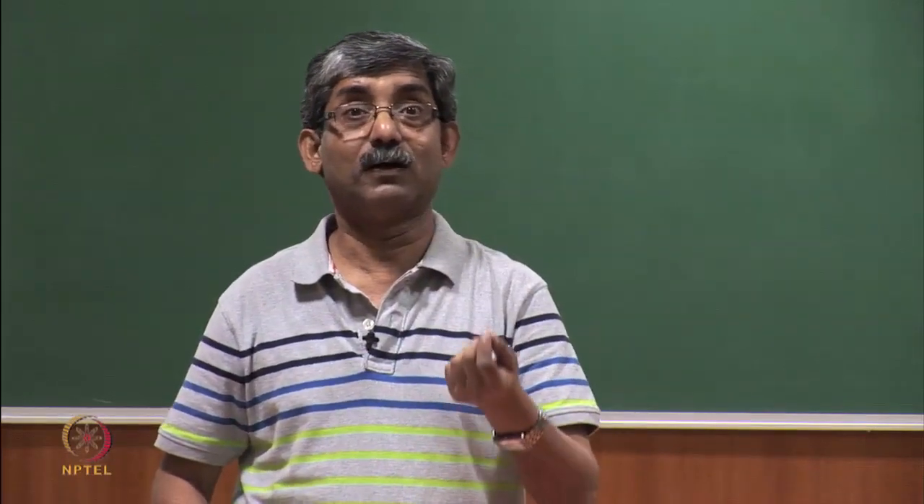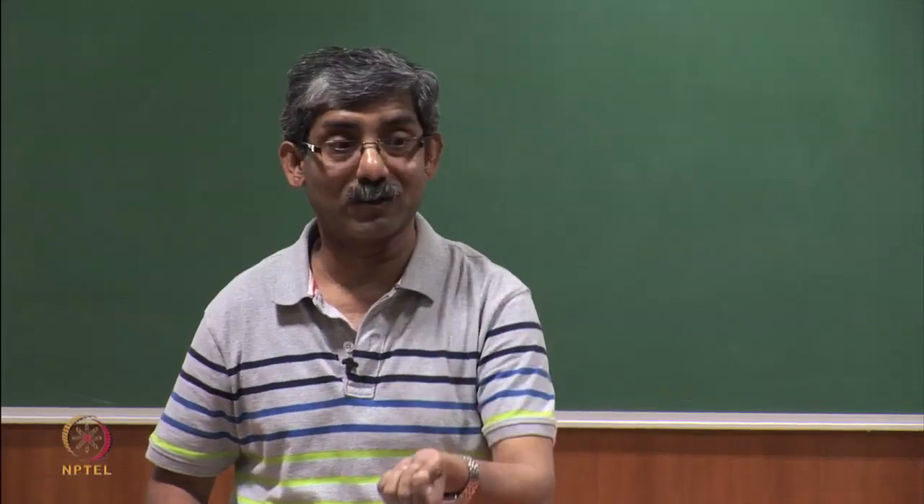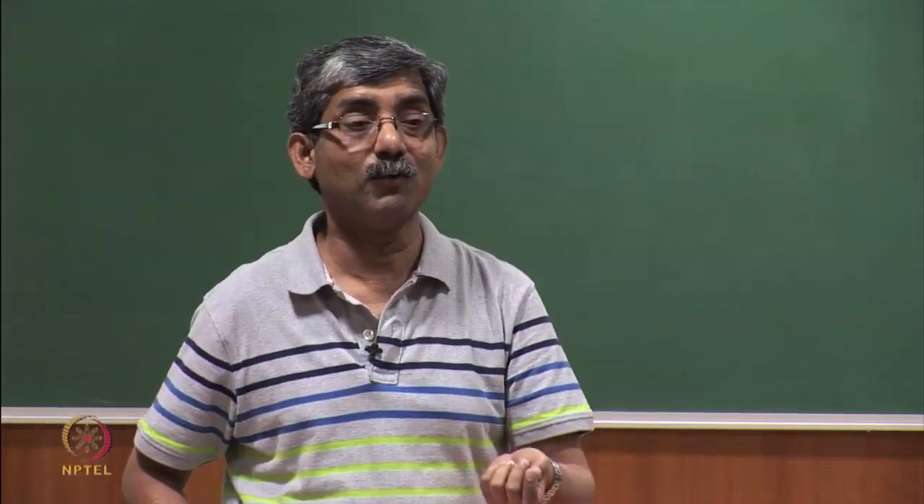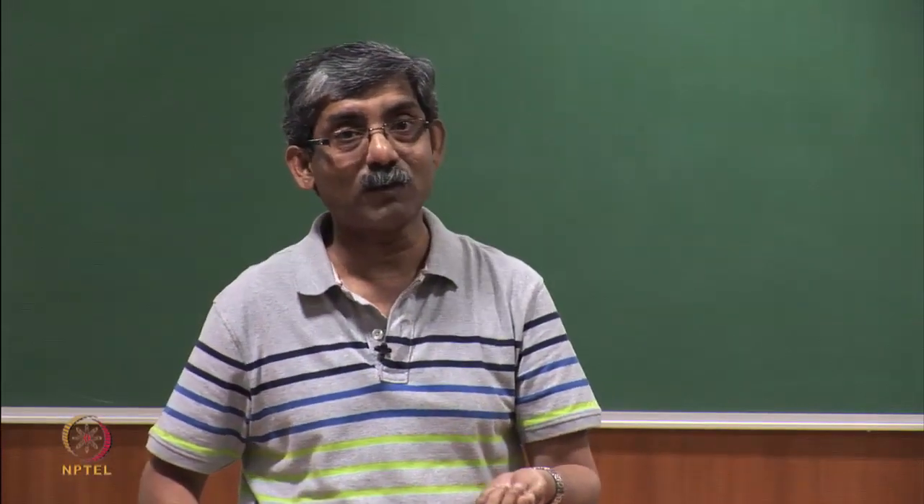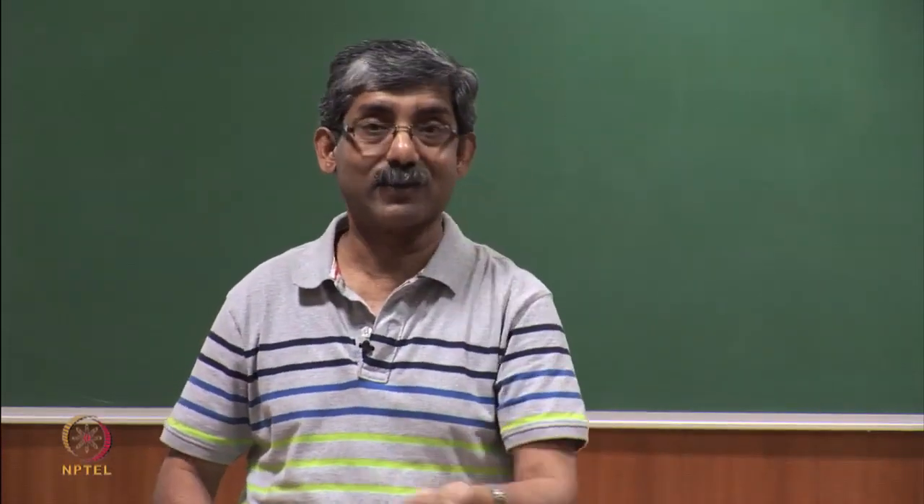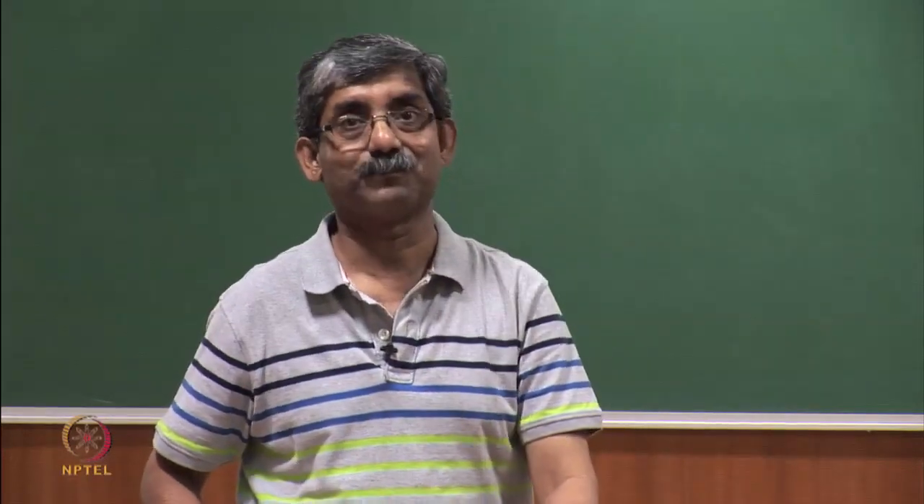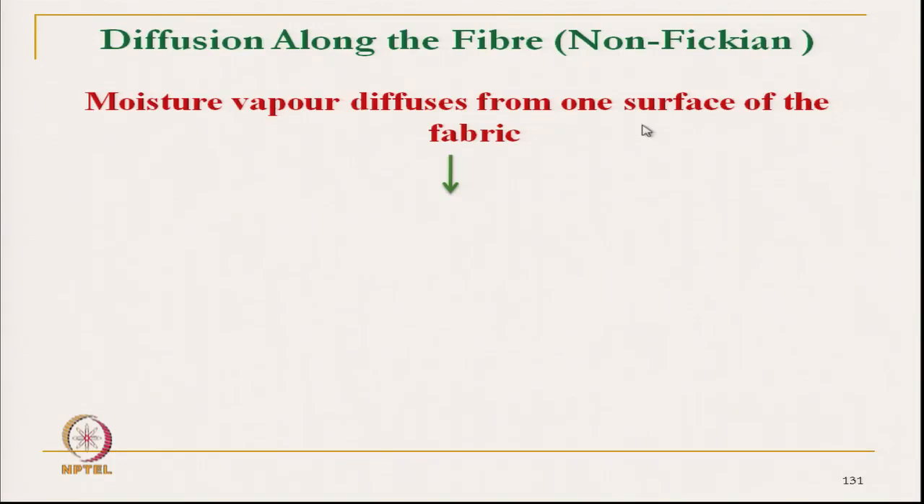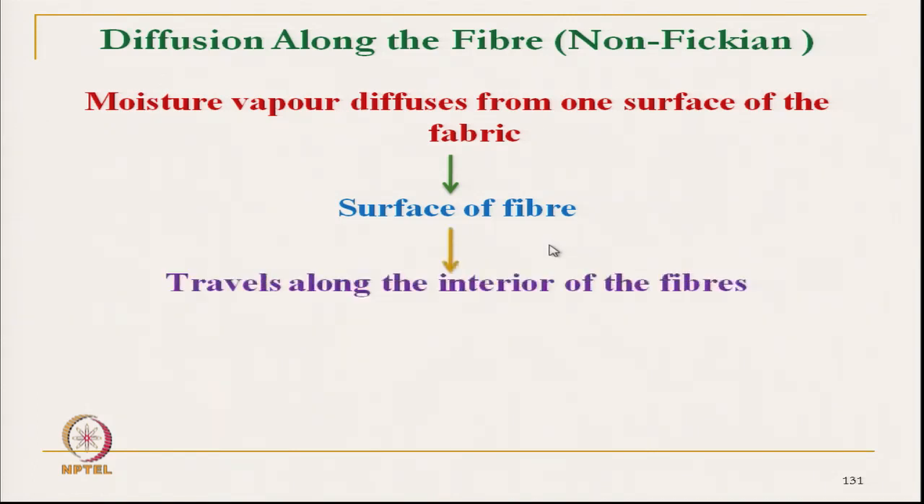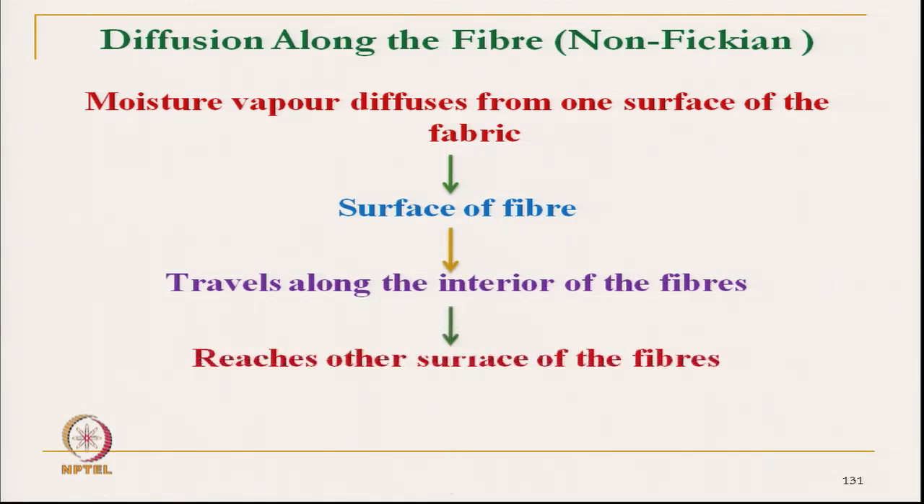So, if the air space is more, then the Fickian diffusion will be predominant. If the hydrophilicity of the fiber is more and air space is very less, then non-Fickian diffusion will take place. So, moisture vapor diffuses from one surface of the fabric to the surface of the fiber. I am talking about the non-Fickian diffusion. It goes to the surface of the fiber, then travels along the interior of the fiber, reaches the other surface of the fiber, and from there it gets evaporated.